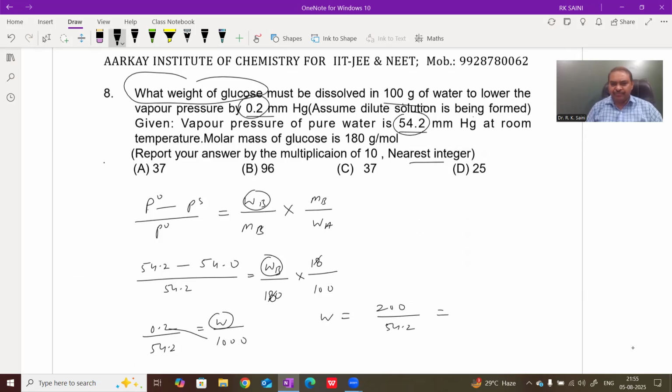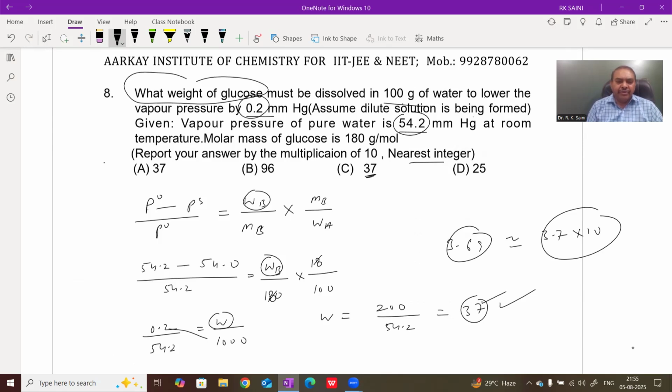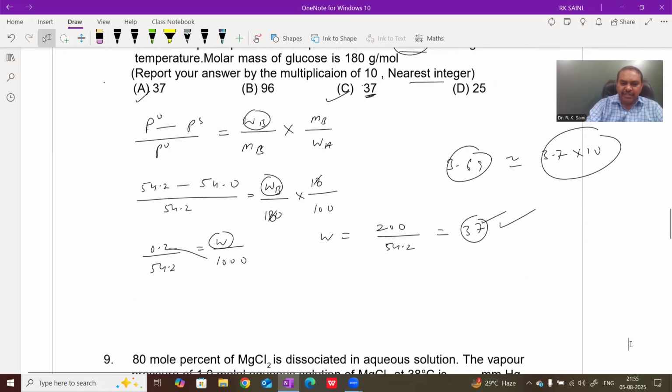Then your answer is nearly 37. Check the answer: 3.69, nearly 3.7. In integer, we write 3.7 multiplied by 10, then we write 37. Occasionally, A and C are the same option. Question number 9.